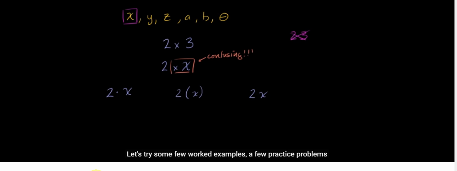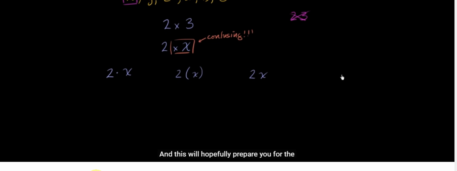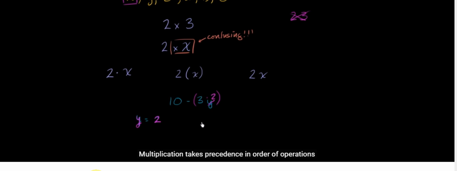And with that out of the way, let's try a few worked examples, a few practice problems, and this will hopefully prepare you for the next exercise where you get a lot of chance to practice this. So if I were to say, what is 10 minus 3y, and what does this equal when y is equal to 2? Well, every time you see the y, you'd want that 2 there. So let's set that y equal to 2. This is the same thing as 10 minus 3 times 2. You do the multiplication first. Multiplication takes precedence in order of operations. So 3 times 2 is 6. 10 minus 6 is equal to 4.